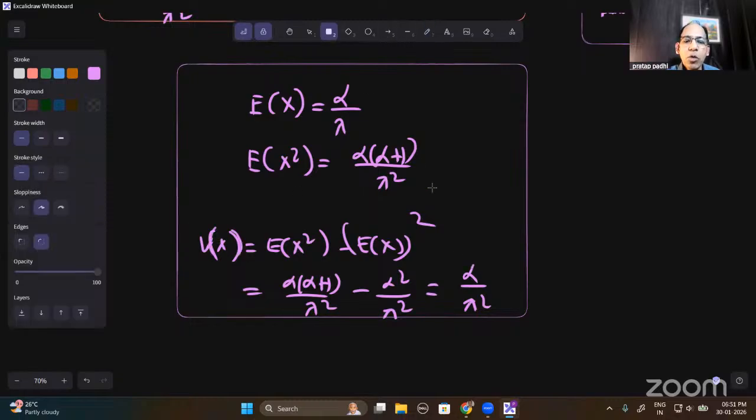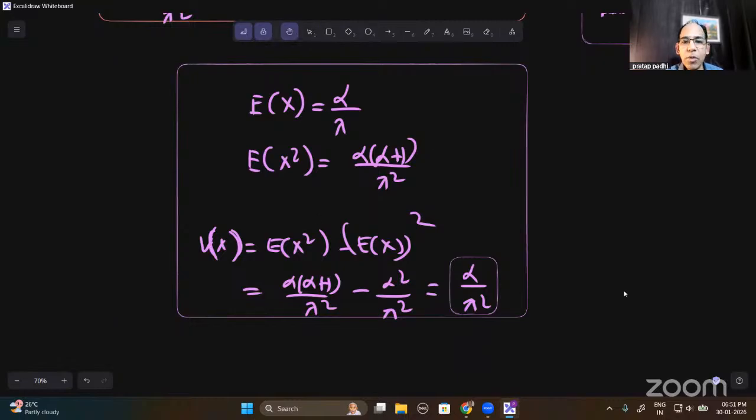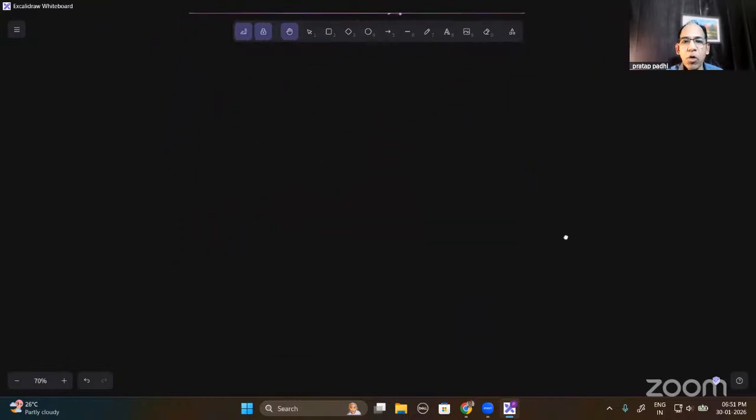Even if you don't want to do it this way, in the next chapter we'll study moment generating function. There is another way you can derive all this. This is the minimum required. That is why I explained all. Now, we'll go to the conceptual part.